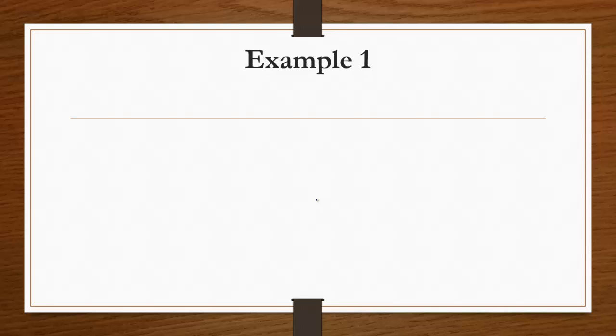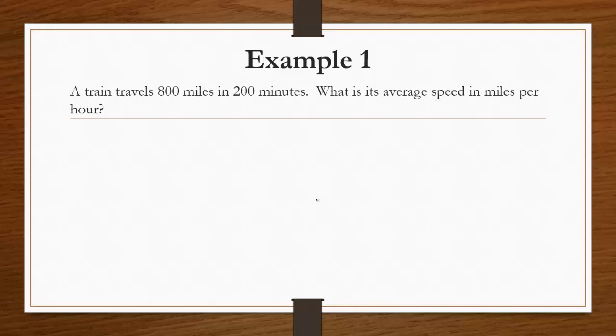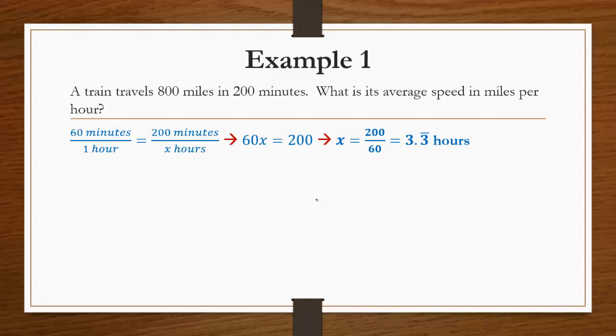Okay, so here's an example of a similar problem. A train travels 800 miles in 200 minutes. What is its average speed in miles per hour? So again, we're asking in miles per hour. So we have 60 minutes in 1 hour is 200 minutes in x hours. So again, you cross multiply and divide. You get 60x equals 200, and x equals 200 divided by 60, which is 3.3 repeating hours.